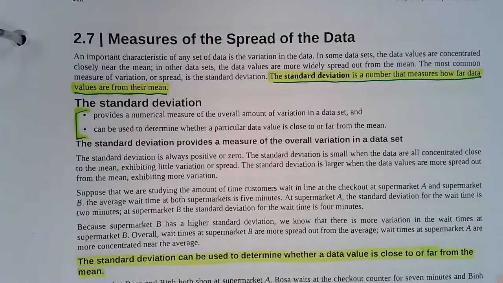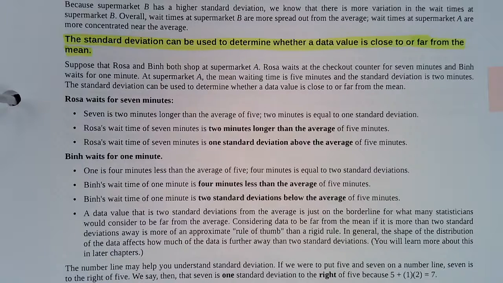Right? The standard deviation provides a numerical measure of the overall amount of variation and can be used to determine whether a particular data set value is close or far away from the mean. So it's telling you how far away it is from the mean. The standard deviation is used to determine whether a data value is close or far away from the mean.